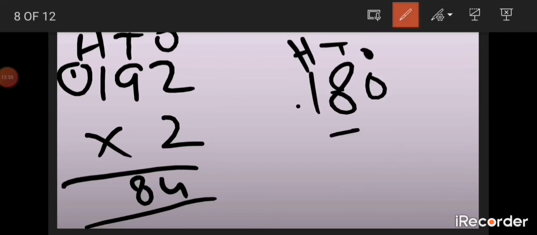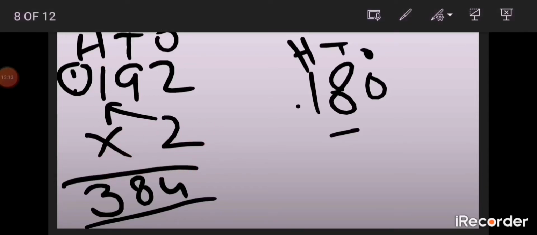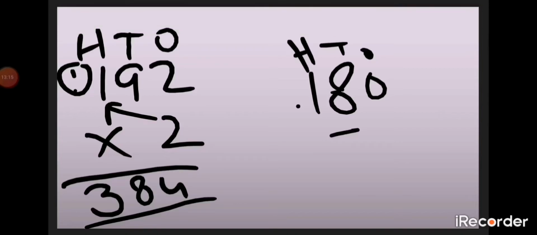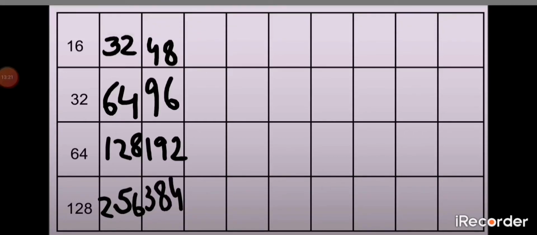2 with 1 hundred, 1 times 2. So 2 hundred multiplied by 2, the answer is 200. And add one more 100. 200 plus 100 is 300. So we will write 300 here, under the value of hundreds. So double of 192 is 384. And we will write 384 in the last box.